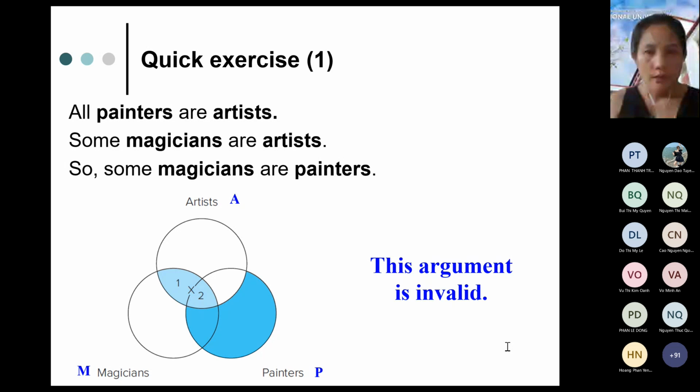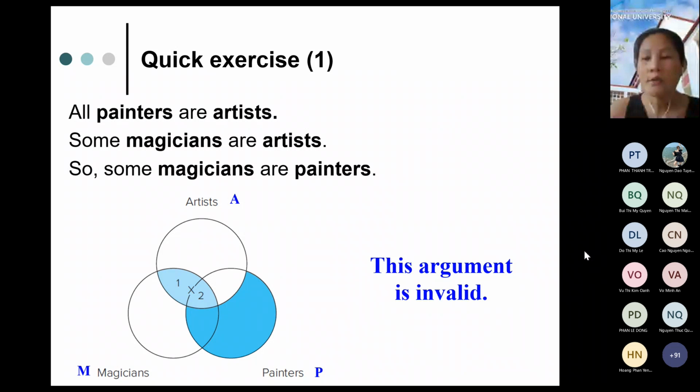Is everything okay? Please respond. Yes or no? Yes. All right, okay. Maybe the network is not good because I saw your response very late.